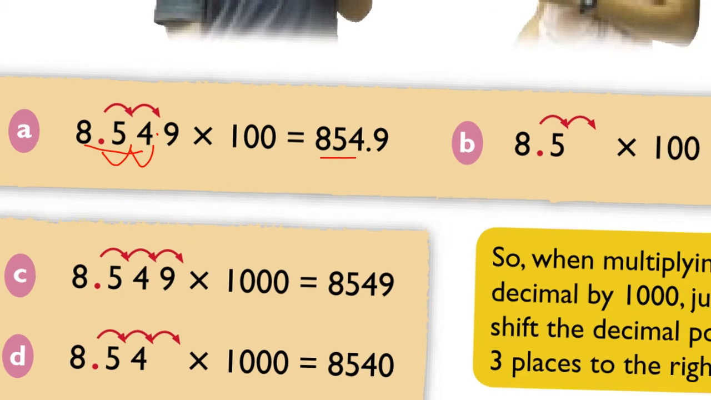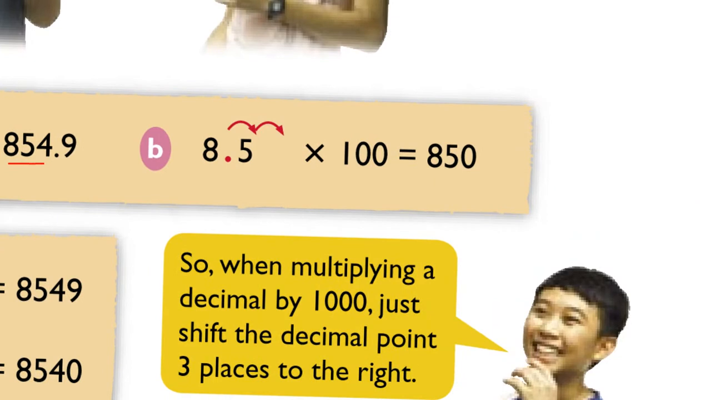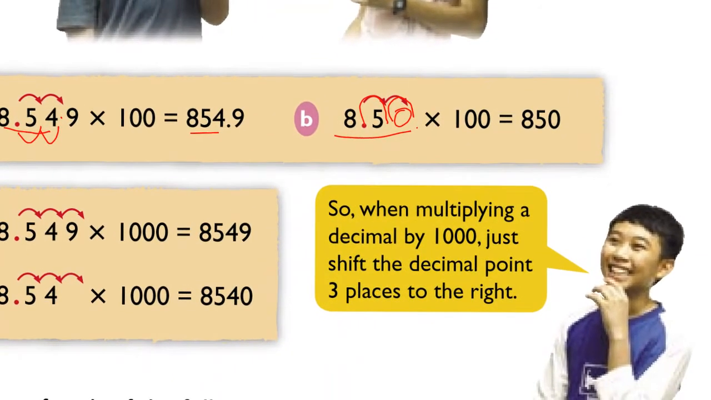Let's look at the second example. I have 8.5 multiplied by 100. So I need to move two places. I have moved one here, so I need to move another one. Now, what happened in this? There is nothing here, so you need to put a 0 here. So the answer is 850. Okay, now let's go on.